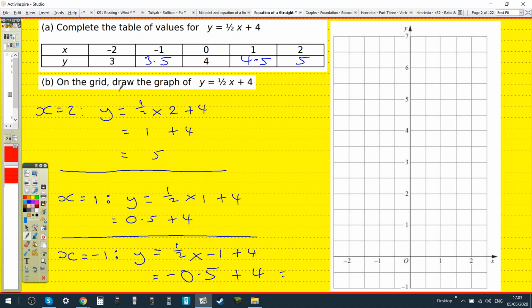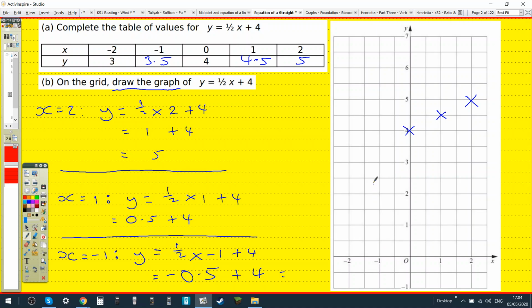How do you do part B? So for the one that says 2 on x and 5 on y, make a mark. And then 1 and 4.5. And then 0 and 4. That one's just good. And then minus 1 and 3.5.